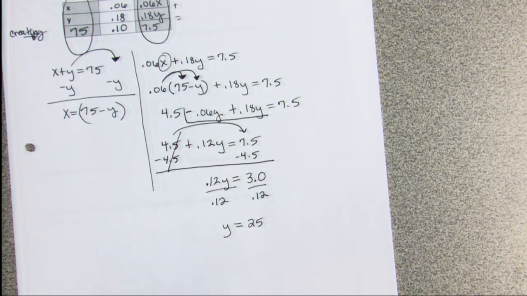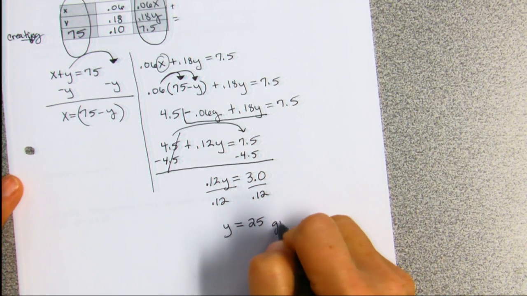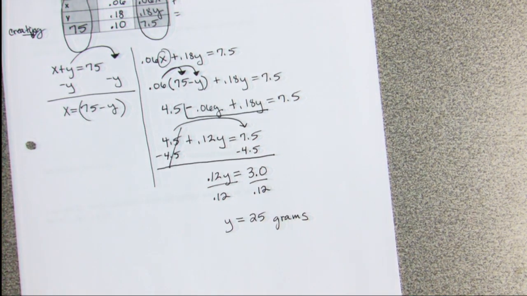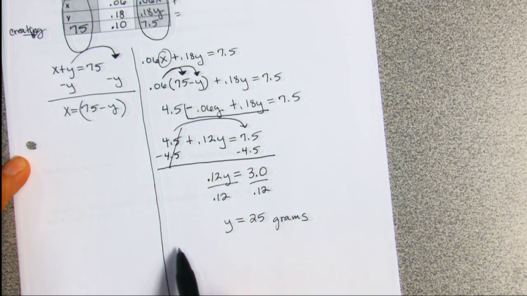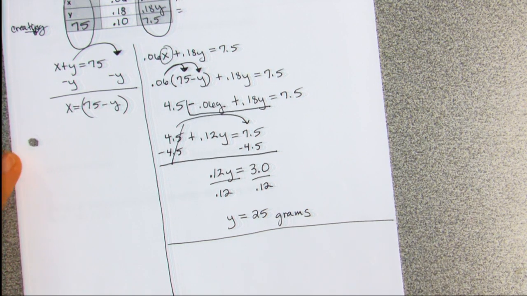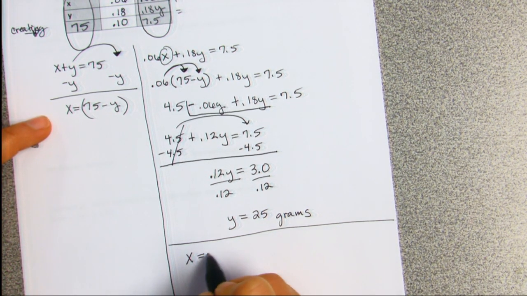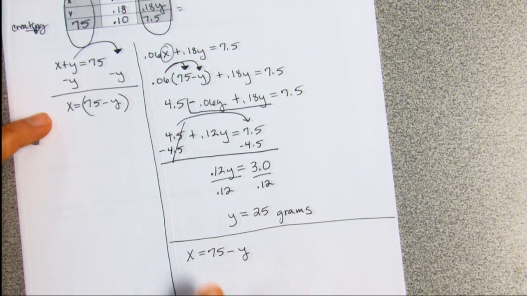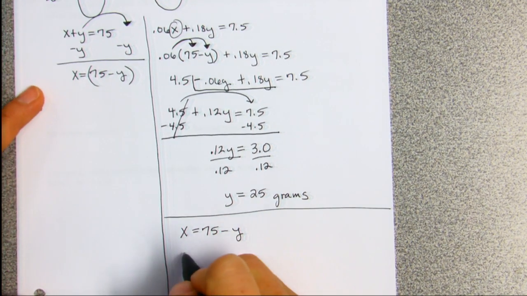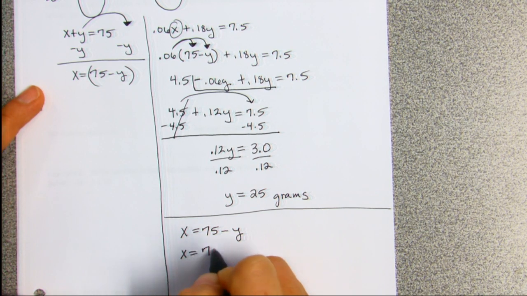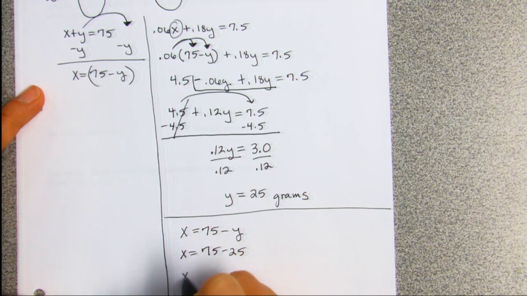Remember, we're talking about weight. X and Y represent the weight of the copper alloys that we're going to use. We're going to use 25 grams of it and combine it with another amount of grams to make the 10% that weighed 75 grams in the end. So how do I go find my X? Pretty easy. Just say 75 minus that. So X equals 75 minus 25, which is what?